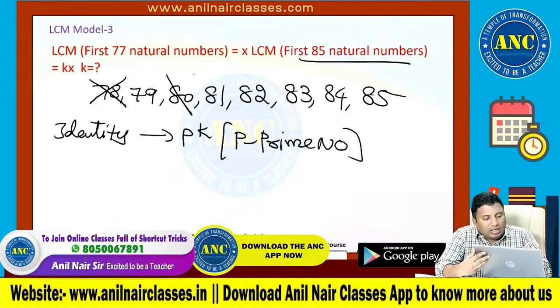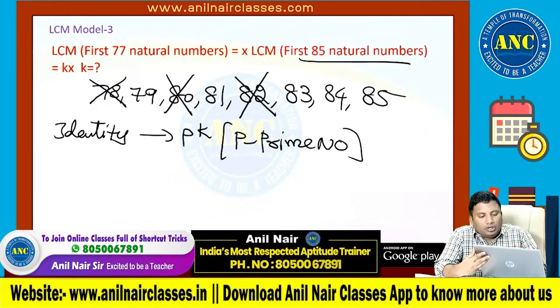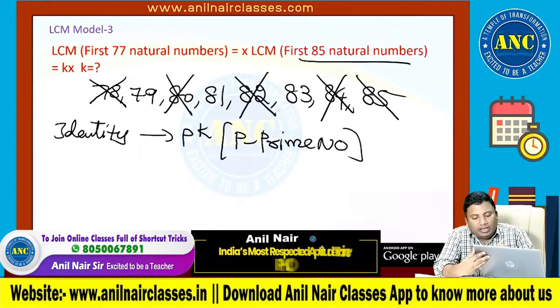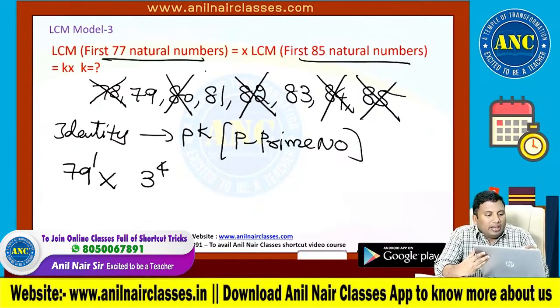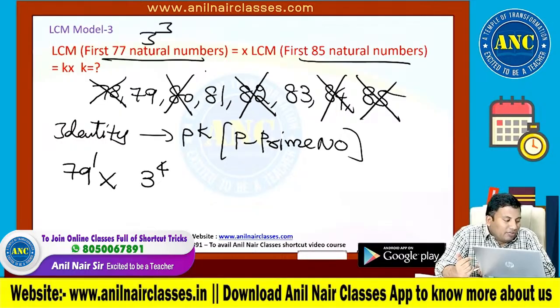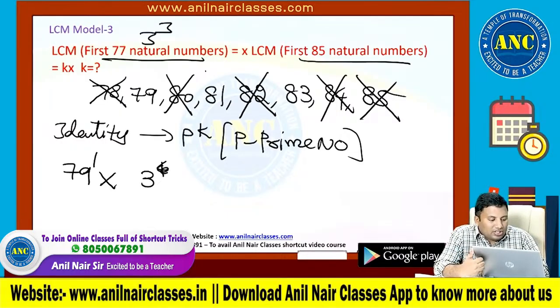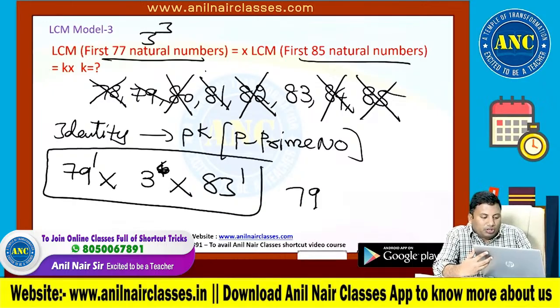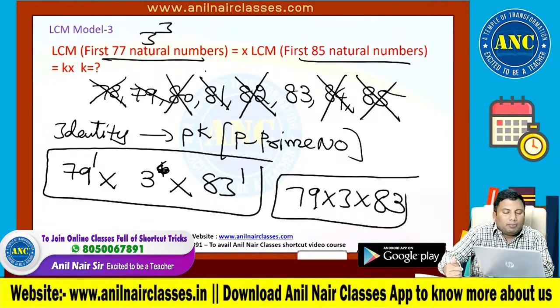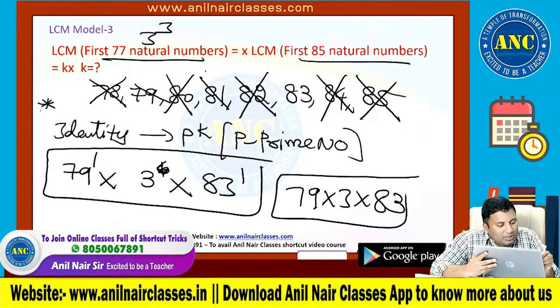78 is 2 into 39, 80 is 2 into 40, 82 is 2 into 41, 84 is 4 into 21. 79 is 79 power 1 as it is. 81 is 3 power 4. Highest power of 3 till 77: 3 cube is 27, so an extra 3 will come. 83 is another prime number. So the answer is 79 into 3 into 83. Just by looking at the numbers, you will determine what the concept is.